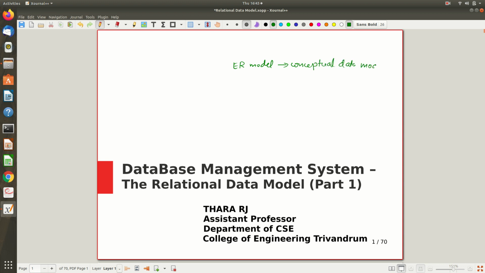Now it's time for us to explore the next level, that is the implementation or the representational data model, the representational or logical data model, and that is our relational model. We will see this model in detail here, and following the basics of this relational model, we will see how the conceptual model can be mapped to a relational model. So that is the flow, and finally we will go for the actual design.